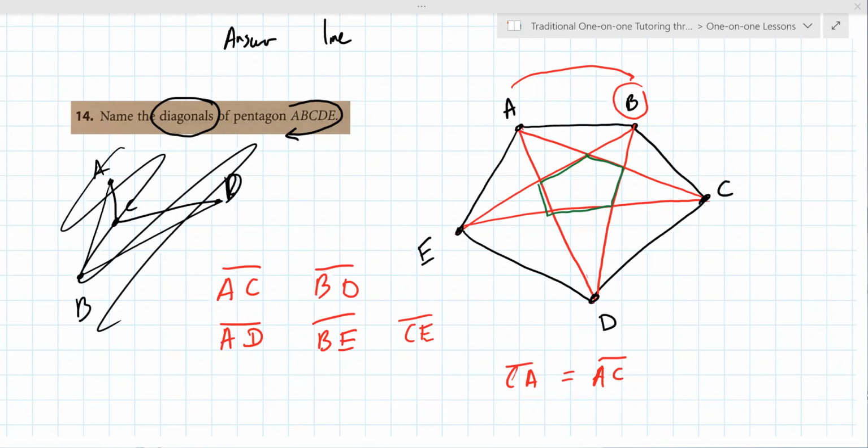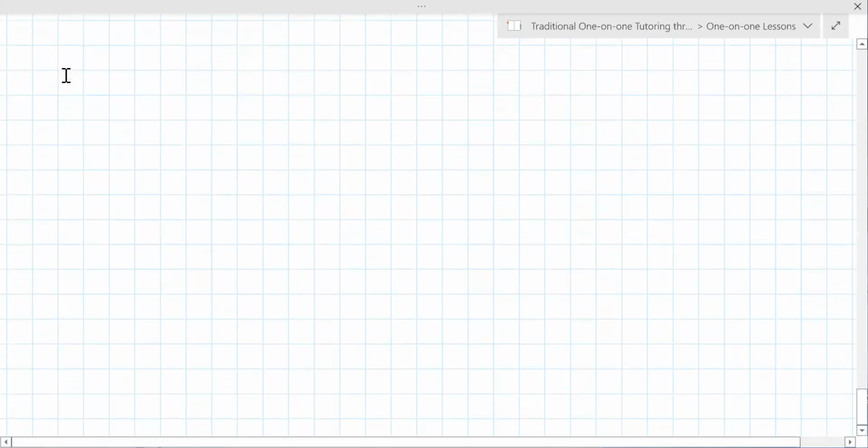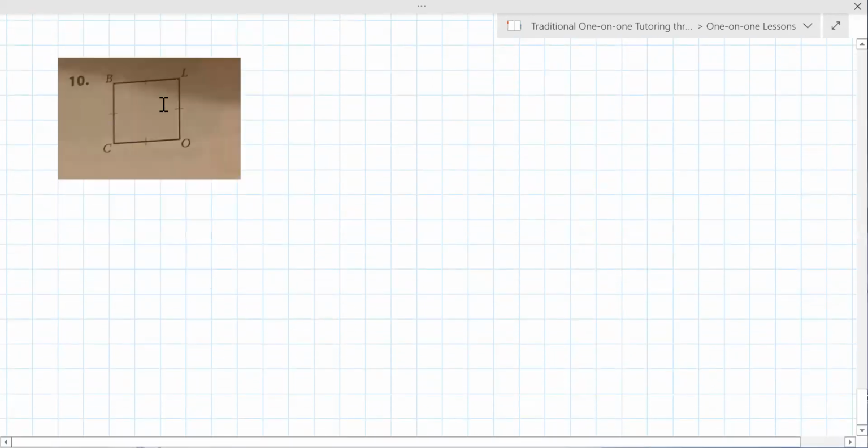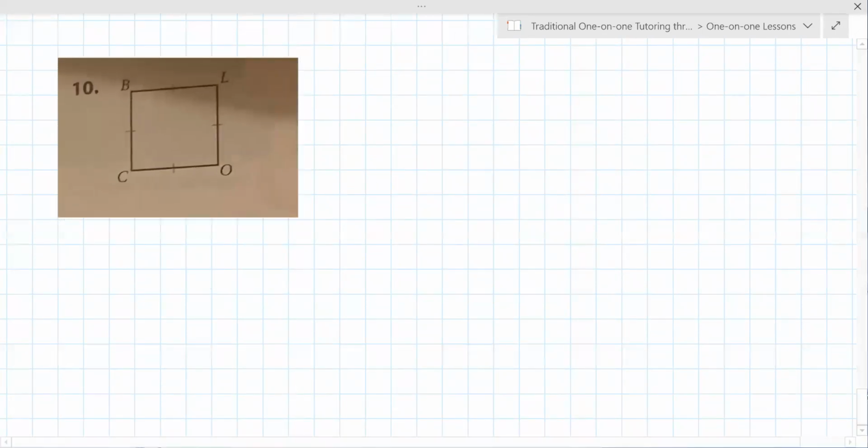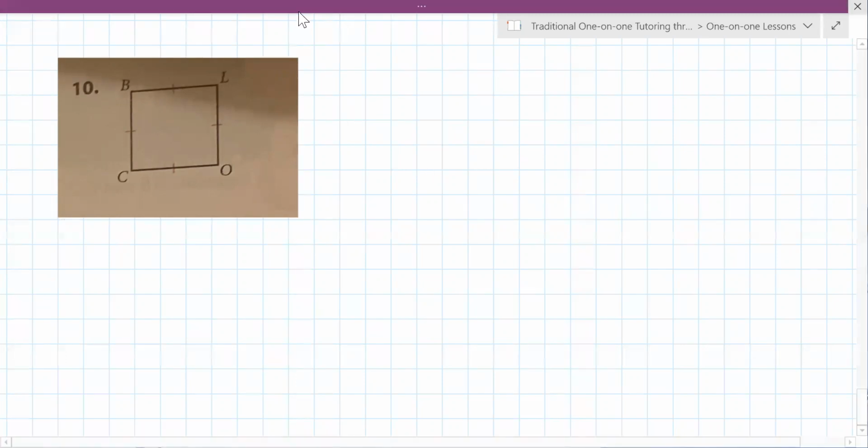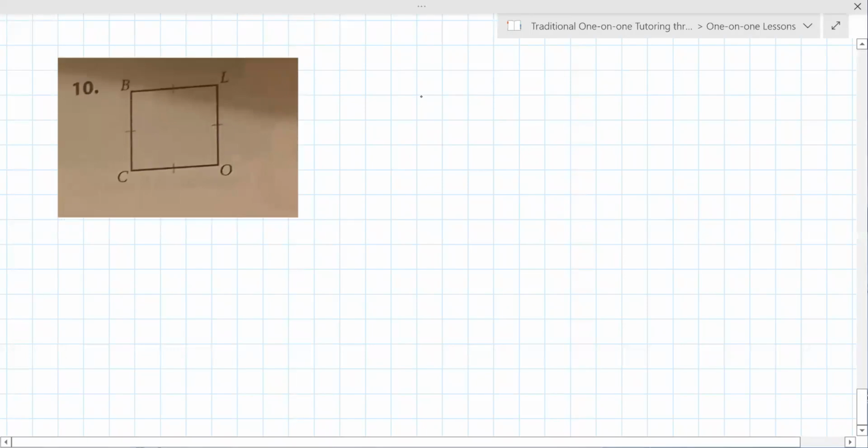All right. So the next kind of thing we'll look at here is the instructions, which say to give a possible name for each polygon. So this is a square. It does not matter what letter you start at. You could go B, C, O, L, or you could go this way. You could start at O and go the other way. You could literally start anywhere.